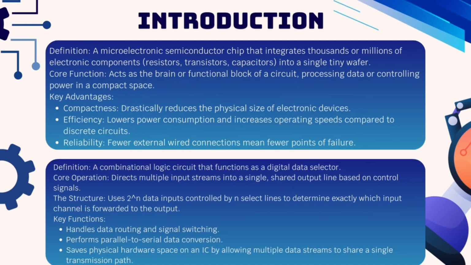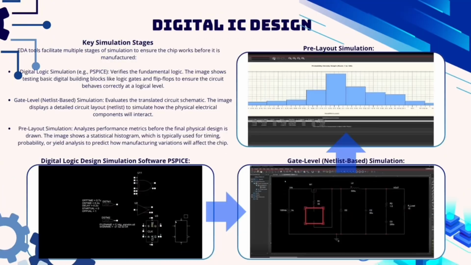Next up, the multiplexer. This is a data selector. It takes multiple input signals and directs just one of them to a single output based on control lines. It is super useful for routing data, converting parallel signals to serial, and saving valuable real estate on a chip.